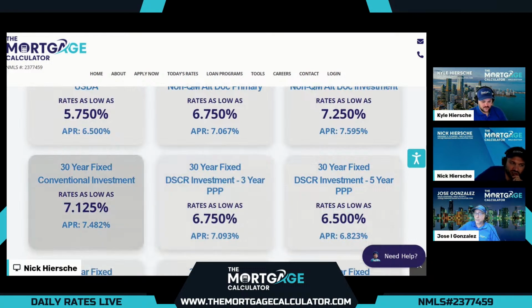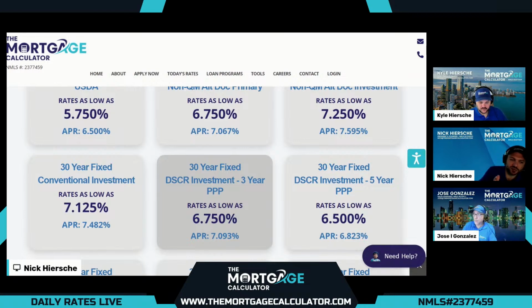Next up is our conventional option. Remember, there are no government programs that are eligible for investment, so no USDA, VA, or FHA, but we do have our standard conventional option coming in today at 7.125 rate, final APR 7.482, beating the alt doc by a touch, but not beating our DSCR, our favorite program. Definitely recommend all of our investors check these out.